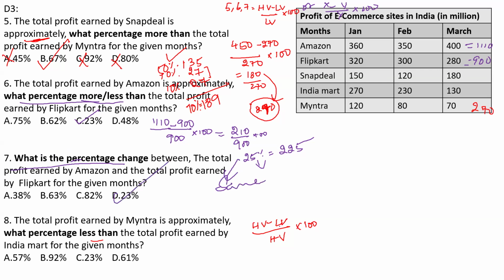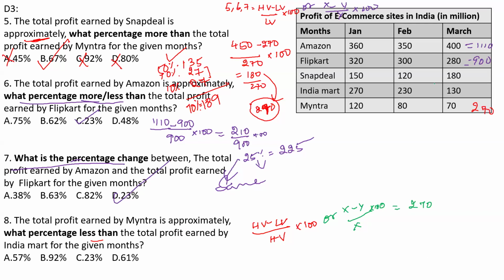So the answer is 23%. Now, the total profit earned by Mitra is approximately what percentage less than the other? Less than means the same, you will find the difference, but here the formula would be the higher value, which I also told you, x minus y divided by x into 100, the first value into 100. Okay, so let's solve it. Mitra's total we have found, right? 270.